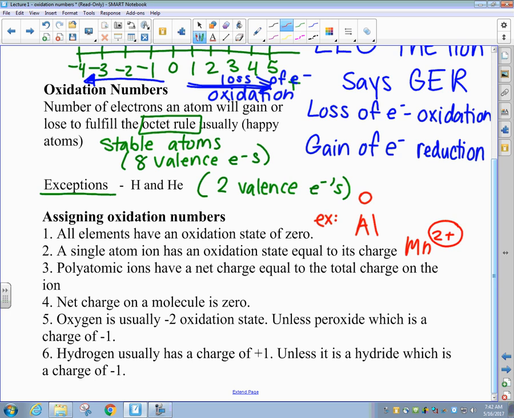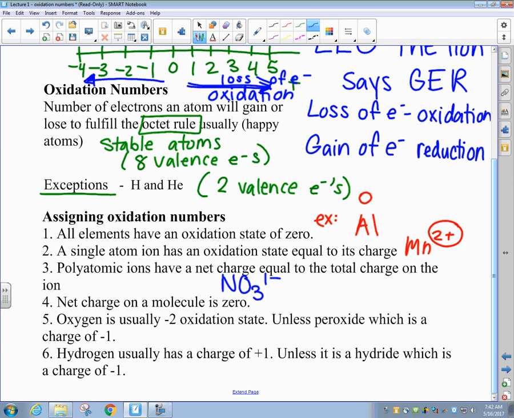Rule number 3 talks about polyatomic ions. Remember that polyatomic ions are groups of atoms that are covalently bonded together, and collectively they share a charge. So if we were looking at a polyatomic ion like nitrate with a -1 charge, the oxidation state of the entire polyatomic ion could be determined by figuring out the sum of the oxidation states from each individual atom within the polyatomic ion.